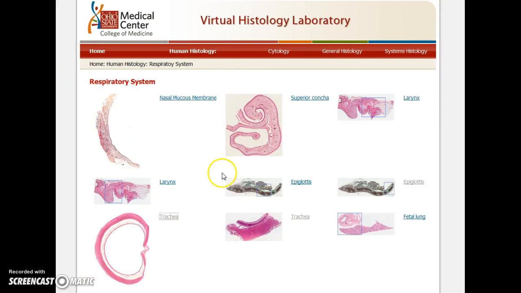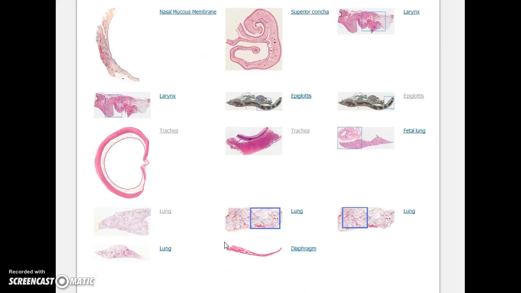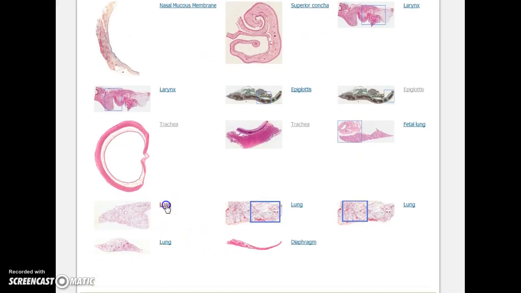Okay, so just to recall, epiglottis had elastic cartilage and stratified squamous epithelium. The trachea had hyaline cartilage and pseudostratified ciliated columnar epithelium. Now let's take a look at some lung tissue.